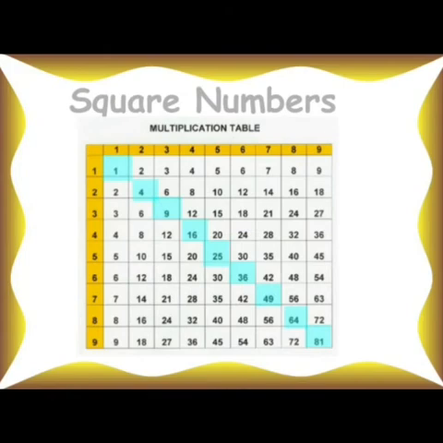What are square numbers? That is in multiplication. 1 one is 1. 2 twos are 4. 3 threes are 9. 4 fours are 16. 5 fives are 25. 6 sixes are 36. 7 sevens are 49. 8 eights are 64. 9 nines are 81.